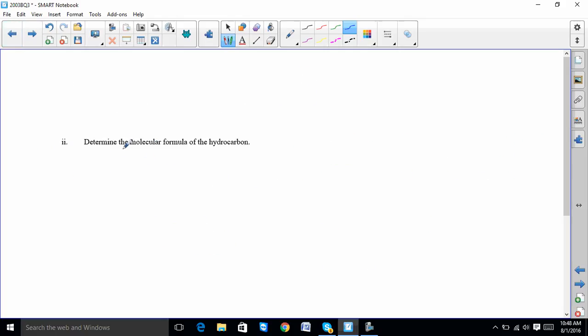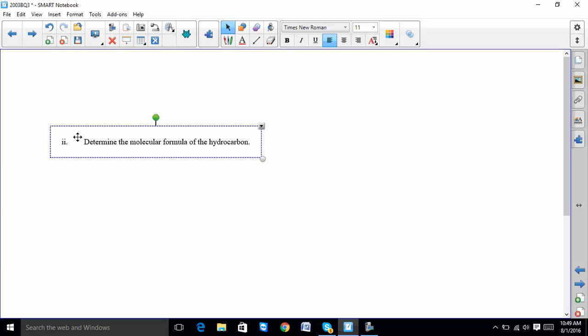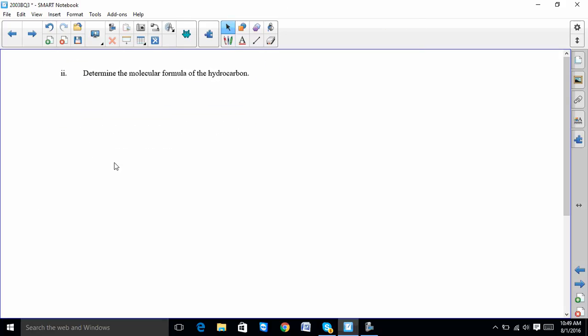Okay, determine the molecular formula of the hydrocarbon. I have no idea why I put this way down here. Let me fix this quick. Let's move you up out of the way. All right. So the molecular formula of the hydrocarbon.